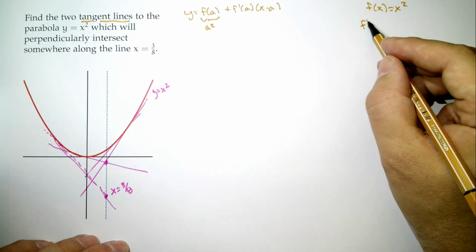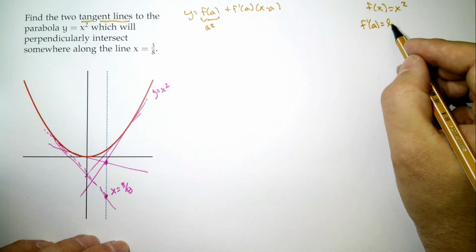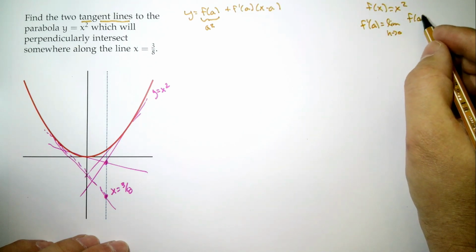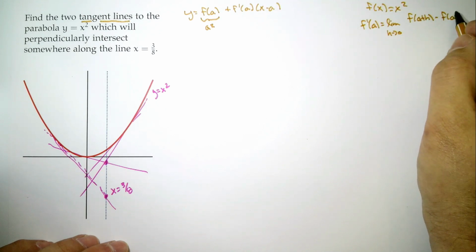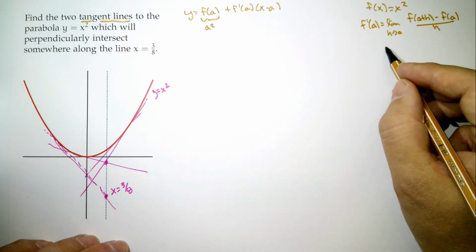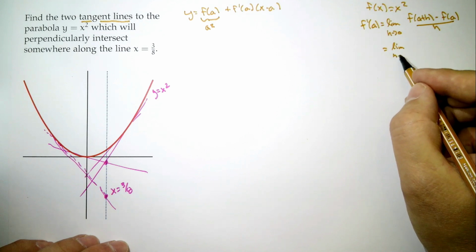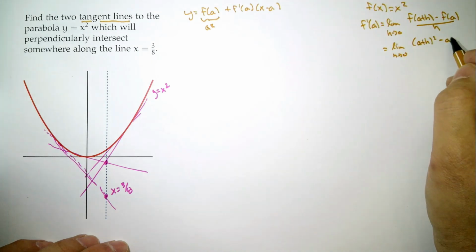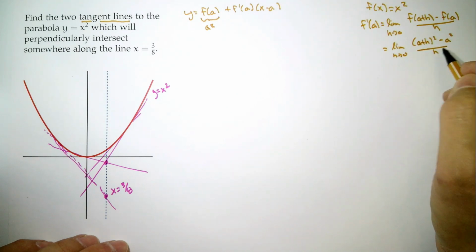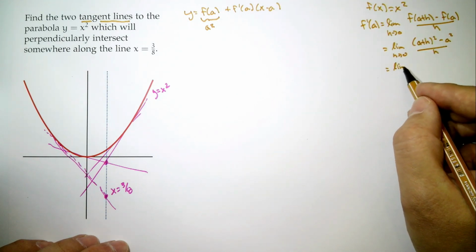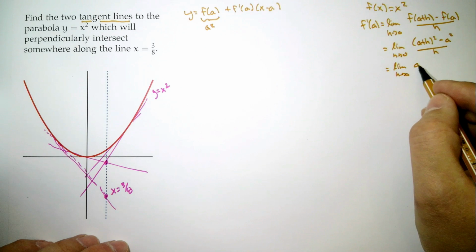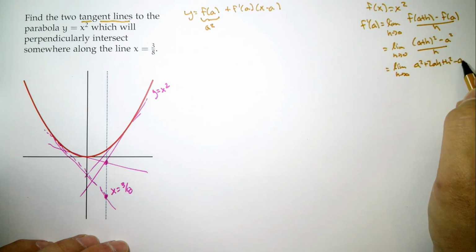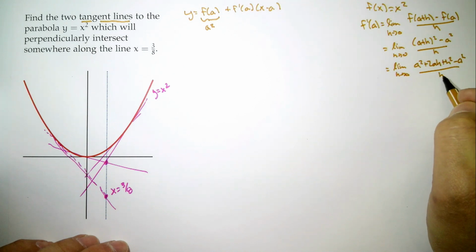So f prime of a, from last time, that's the limit as h goes to 0 of f of a plus h minus f of a all over h. That's the limit as h goes to 0 of quantity a plus h squared minus quantity a squared all over h. So the limit as h goes to 0 of a squared plus 2a times h plus h squared minus a squared all over h.